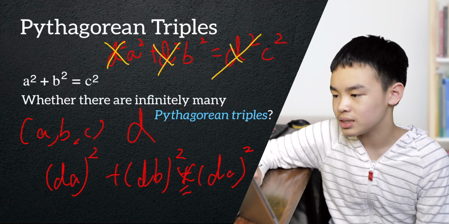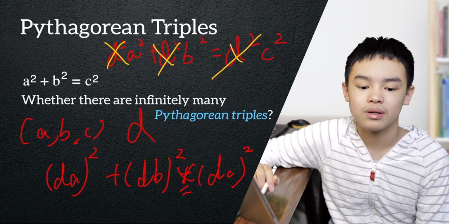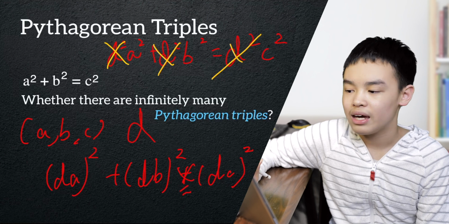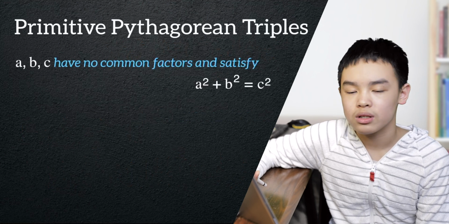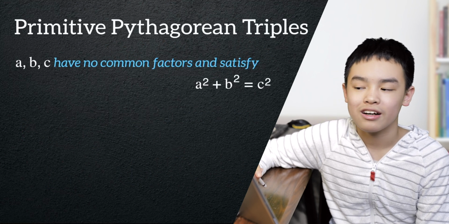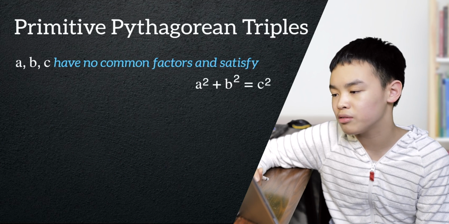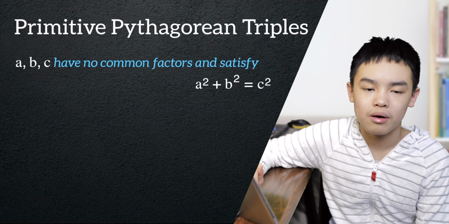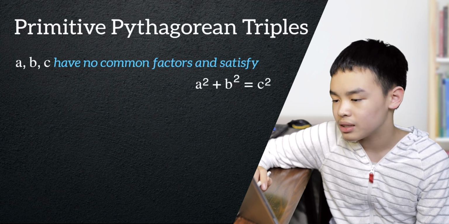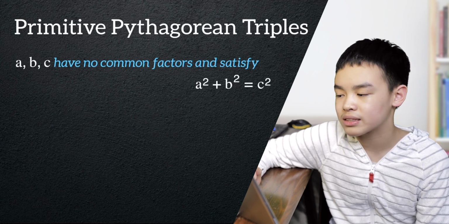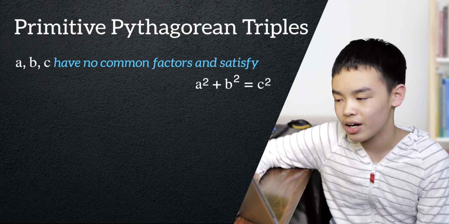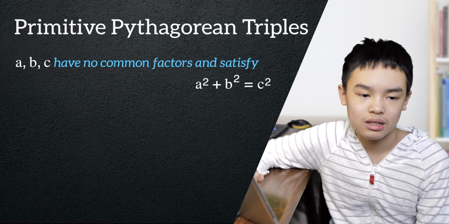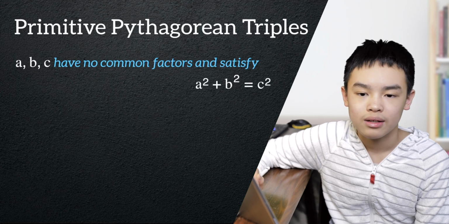But we don't want these kinds of Pythagorean triples. They're too boring. We can just get infinitely many at a wave of the hand. So what we're going to do is define something called the primitive Pythagorean triples, and we're going to call it PPT, and not PowerPoint. So if a, b, c have no common factor, and they satisfy a squared plus b squared equals c squared, then a, b, c is a PPT.